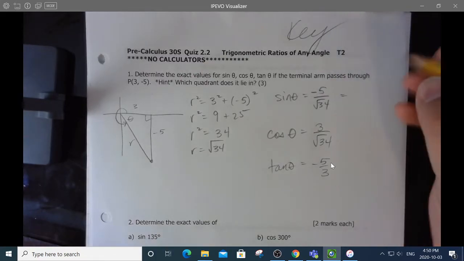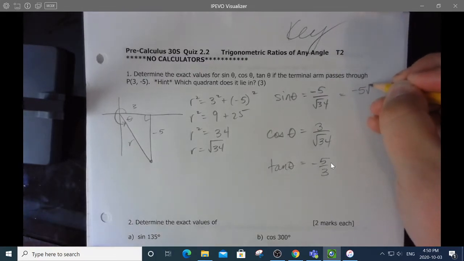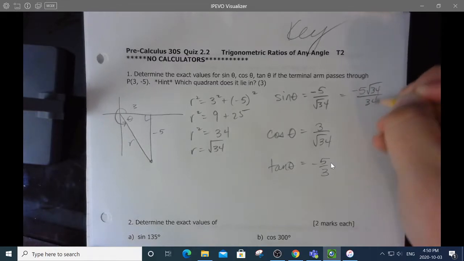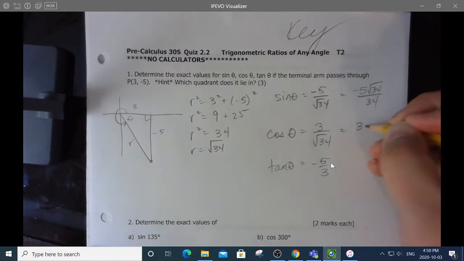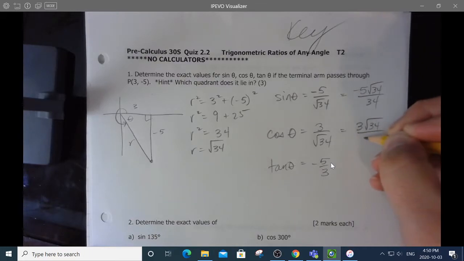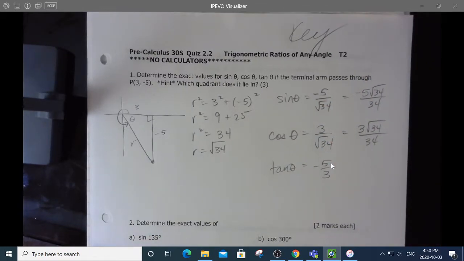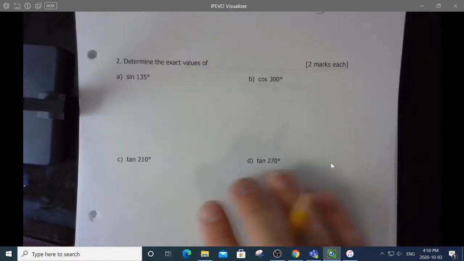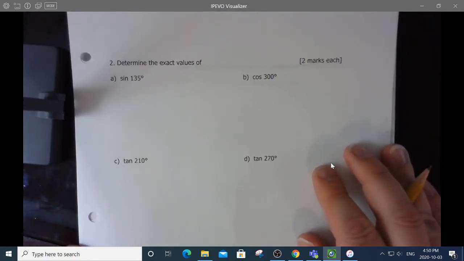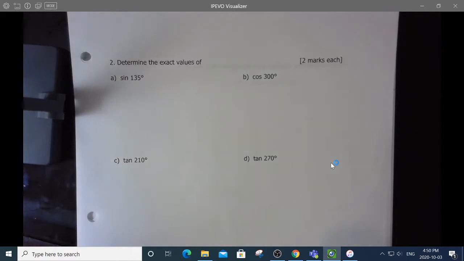It is possible you might see a textbook that rationalizes that denominator and gives it to you like that, but I'm actually fine if you don't do that. As long as this is a simplified radical, we're good. Okay, so there's number 1. Number 2, these are all unit circle questions. And no, we're not allowing you to bring in a completed unit circle. We give you a blank one, and you can work from that.